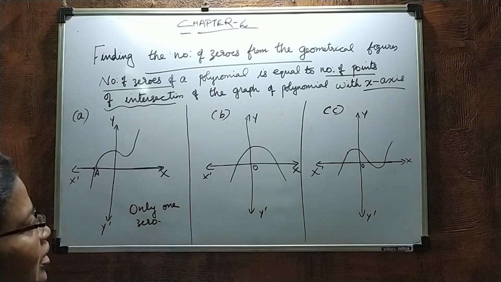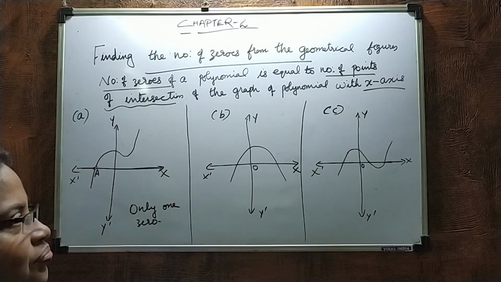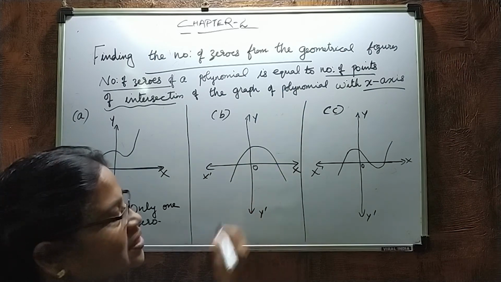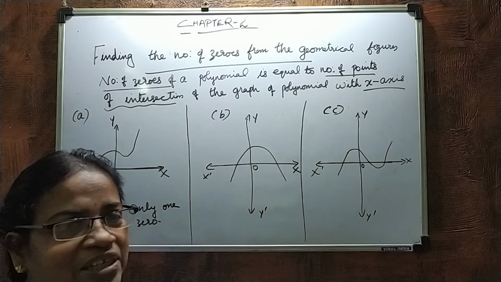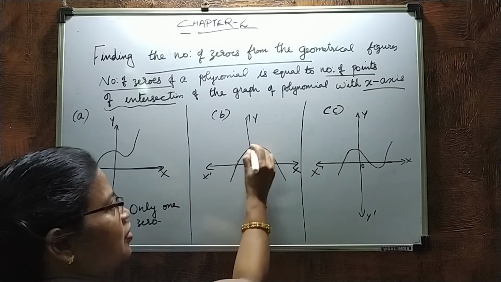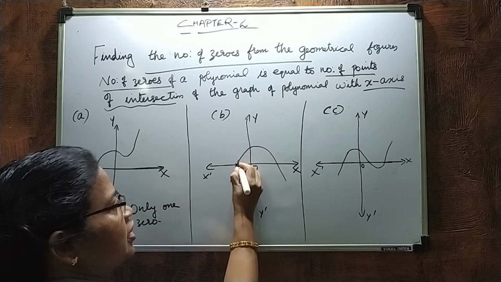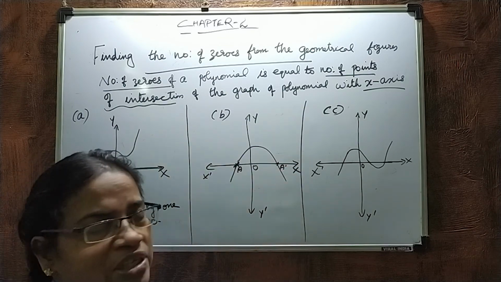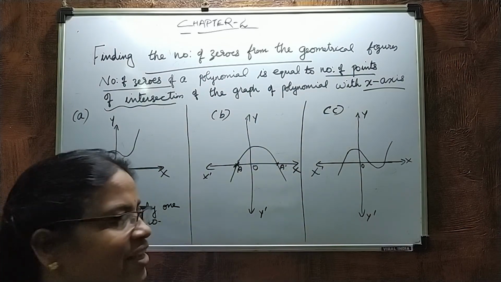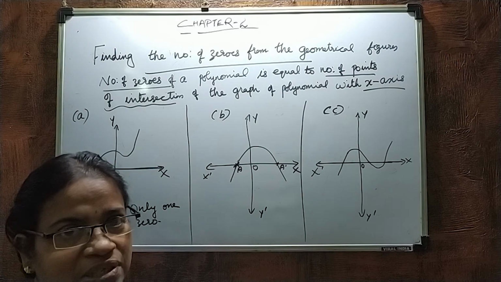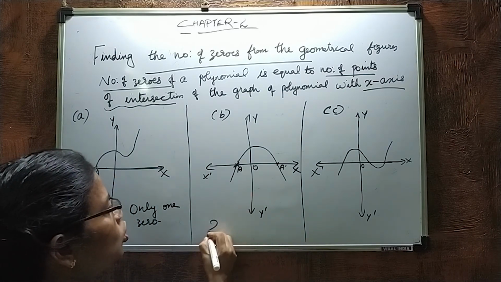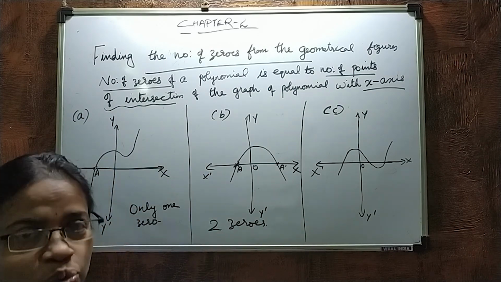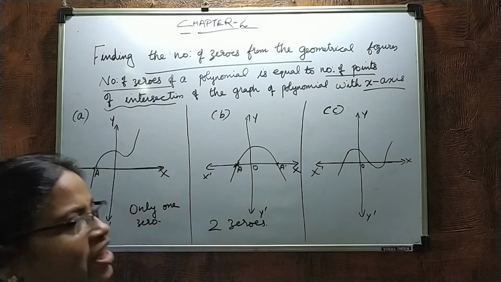Clear? Next, just look at the next figure now. The x-axis is this one. How many times does it intersect? This figure intersected at 2 points. Here it is A, here it is A dash. How many times does it intersect the x-axis? It is 2 times. That means how many zeros are there? 2 zeros. They have 2 zeros.